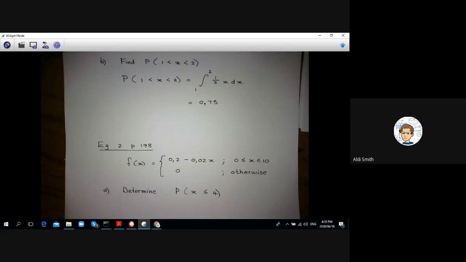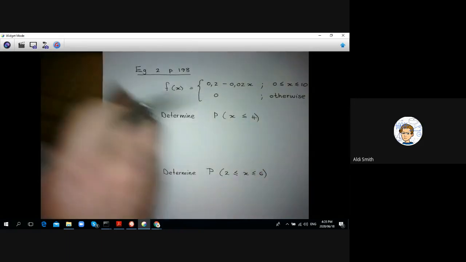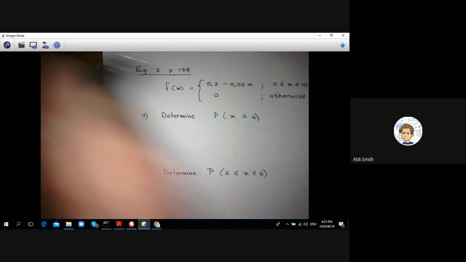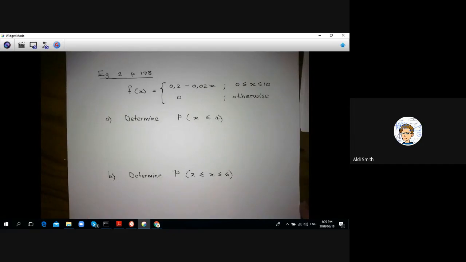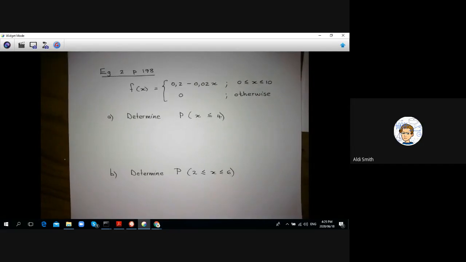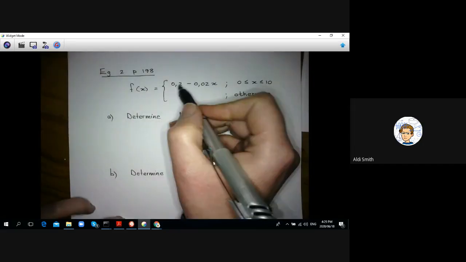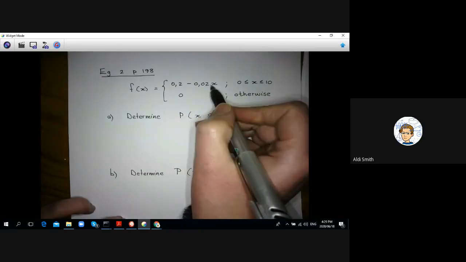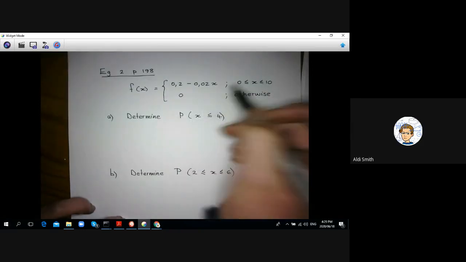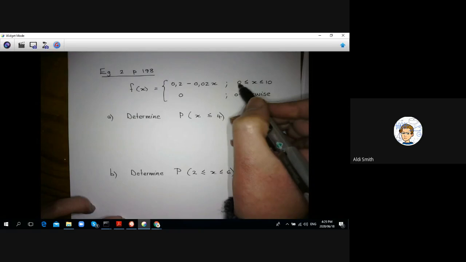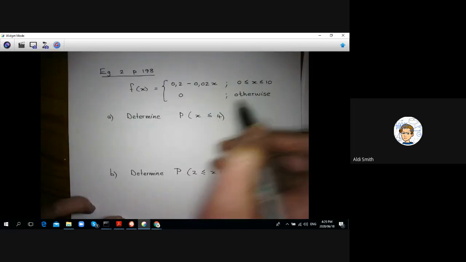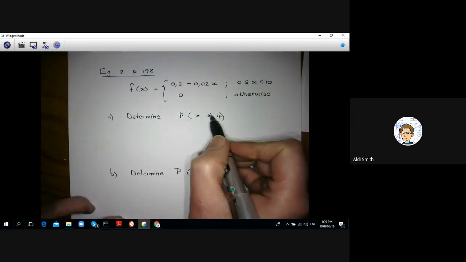Okay. Then, next, exercise 2 on page 198. So it's also in your textbooks. This one then says f(x) is equal to 0.2 minus 0.02x. So that's again just a straight line. And x is a value between 0 and 10 and 0 otherwise. Determine the probability that x is less than or equal to 4.